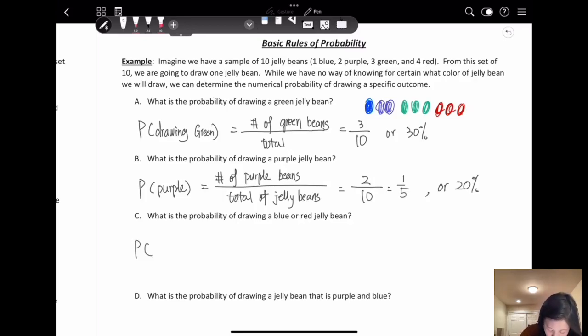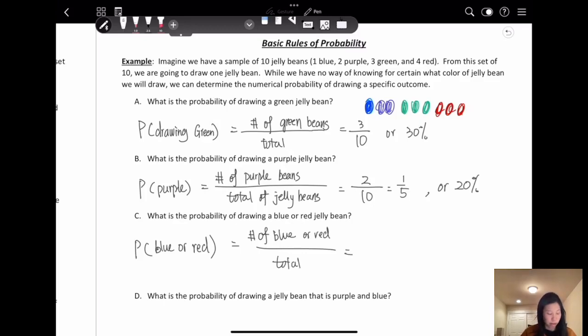What's the probability of drawing a blue or a red jelly bean? So now we're trying to find the probability of a blue or red jelly bean. That means the jelly bean can be blue or red, over the total. How many jelly beans are blue? We only got 1, and there are 3 red jelly beans. So the total number of jelly beans which are blue or red is 4 over the total number. So that means we have a 40% chance.